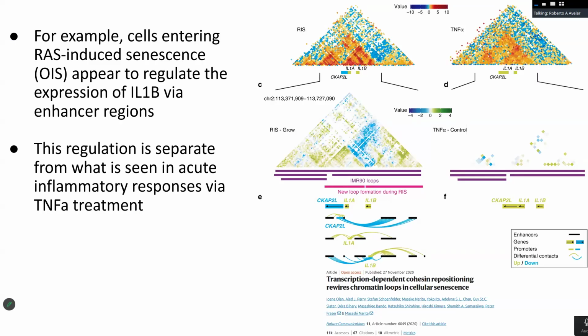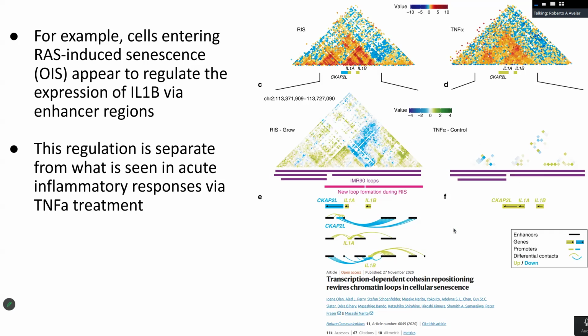So this isn't my paper. This is from Masashi Narita's lab, and this is Hi-C data. They essentially induce cells into oncogene-induced senescence via overexpressing RAS. This causes inflammation. And then they also treated cells with TNF-alpha, which also causes inflammation, and they looked at the control of IL-1B.